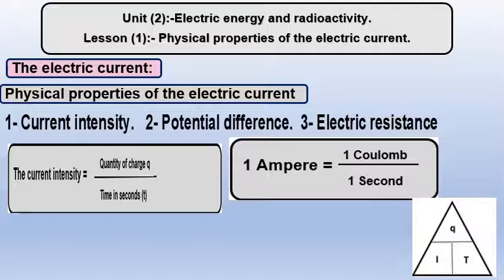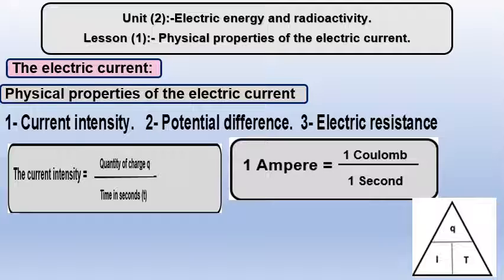When the time increases, the electric current intensity decreases and vice versa. When the time of passing a quantity of electric charge increases, the electric current intensity decreases and vice versa. Here there is an inverse proportion between electric current intensity and the time.